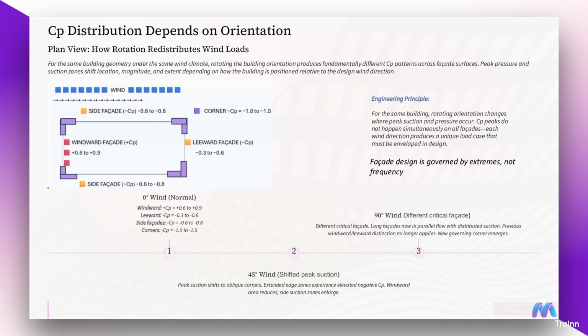Engineering principle: for the same building, rotating the orientation changes where peak suction and pressure occur. CP peaks do not happen simultaneously on all facades. Each wind direction produces a unique load case that must be enveloped in design. Facade design is governed by extremes, not frequency.